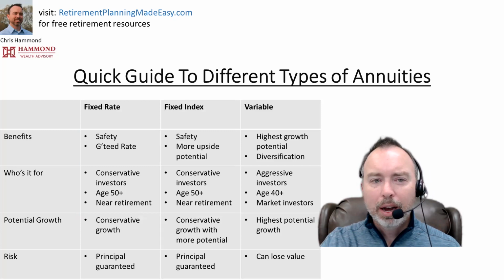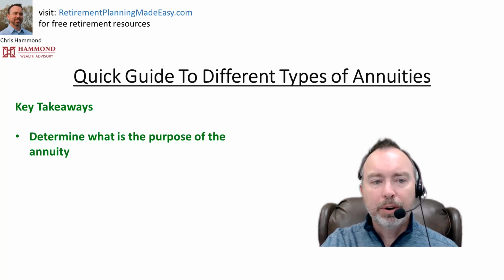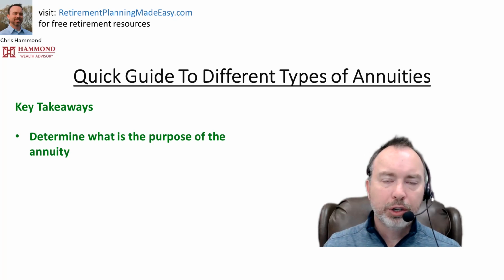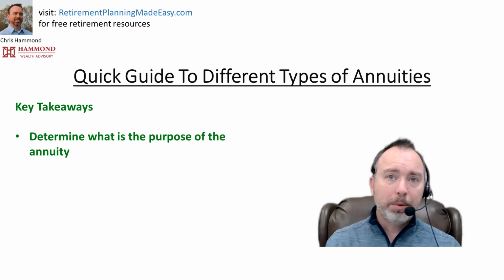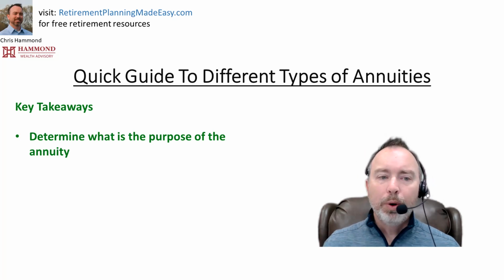So that's kind of like a quick guide to help you with understanding the different types of annuities. So let's talk a little bit about the key takeaways from this. First of all, you want to determine what the purpose of an annuity is. So on that chart that I just showed you, and if you're listening on the podcast, I just talked us all through it, but on that chart, what is the purpose of those?